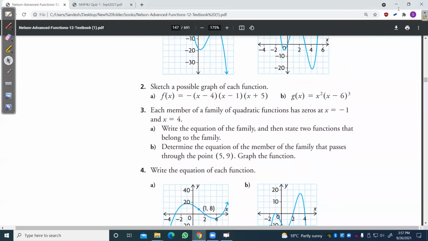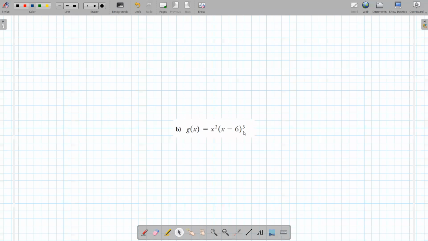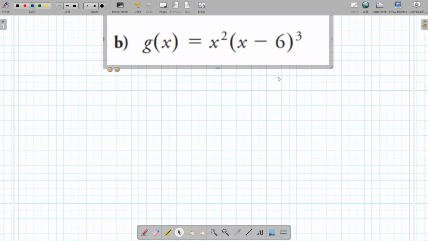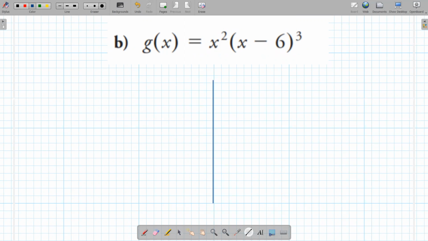Okay. Oh, this one we haven't done yet. You'll know what I mean. Why don't you try this? Open the annotate and try this. Try sketching this.